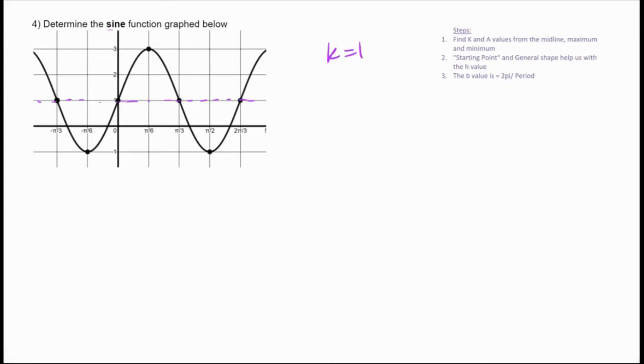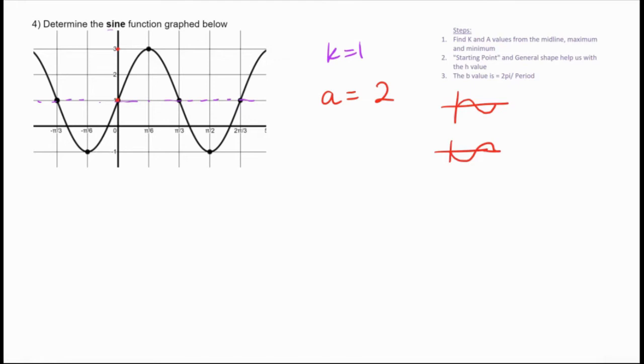Now I'm looking at the amplitude, the distance from the midline to the maximum, to tell me my a value. Looks like that is going up by 2, so I know my a value is 2. The other thing I need to look at, though, is the general shape, right? I know a sine function looks like this, and a negative sine function is just the reverse. So I've got to figure out where my starting point is, and that will help me.